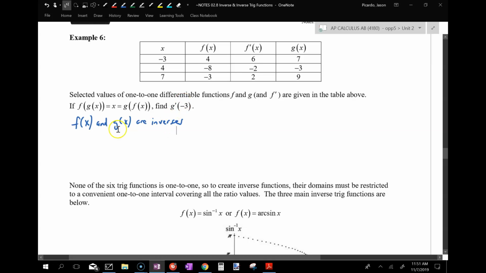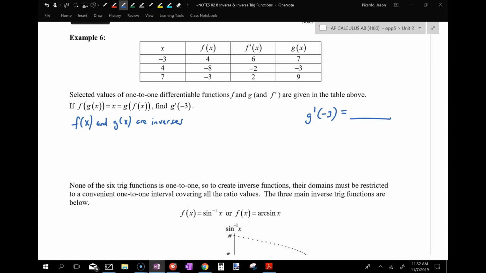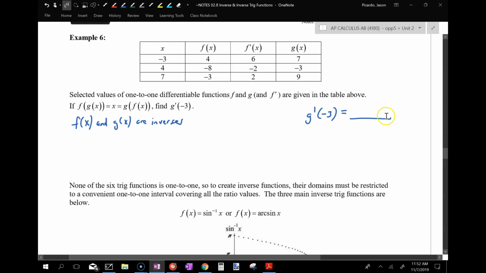It tells me, oh, okay, so hang on. F of x and g of x are inverses. It tells me that we want to find this. This is what we're trying to find. We're trying to find g prime of -3. That's what we want to find. There's not a lot of information up here, is there, guys? Okay. But let's see if there's a piece of information that we maybe can get out of this.